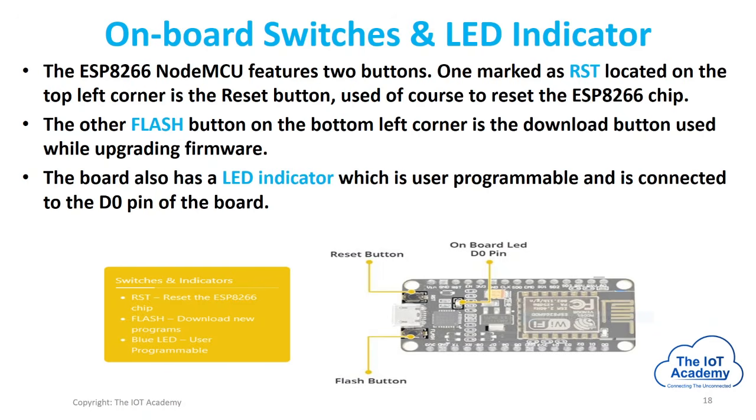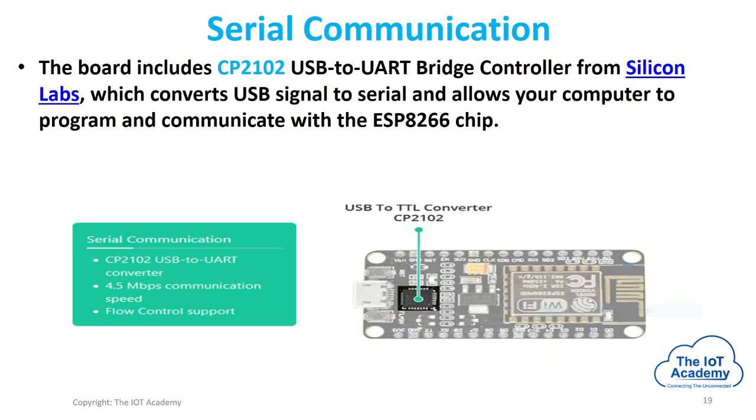There are also onboard switches and LED indicators. The ESP8266 NodeMCU features 2 buttons, the flash button and the reset button marked RST, and there is an onboard LED that is connected to pin number D0. And there is a CP2102 USB to UART bridge controller from Silicon Labs, which converts USB signal to serial and allows your computer to program and communicate with the ESP8266 chip. So this is the CP2102 USB to UART converter, the USB to TTL converter.